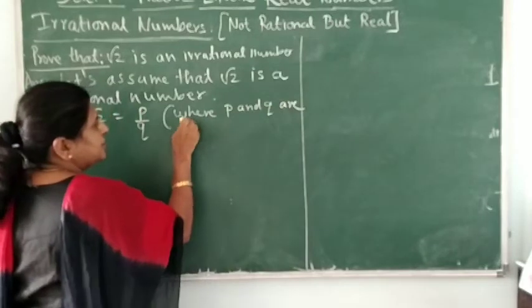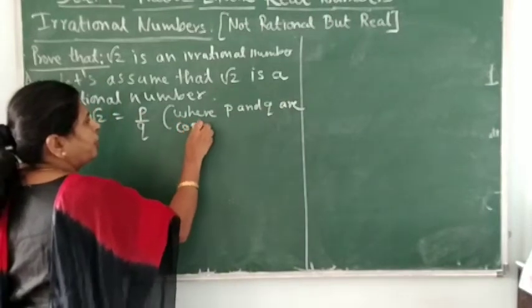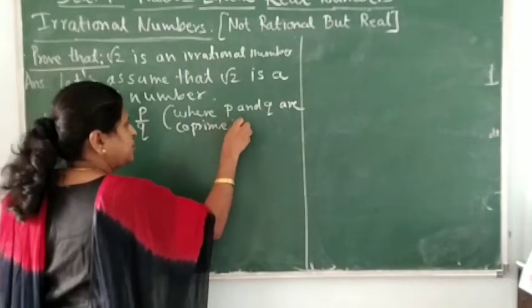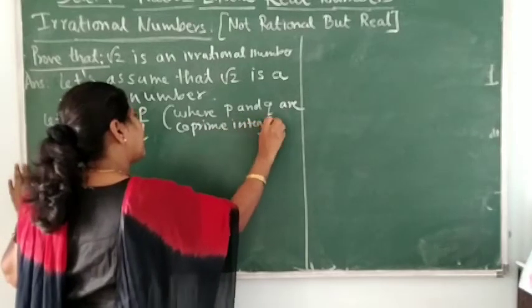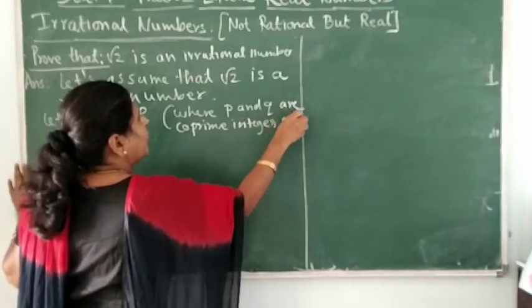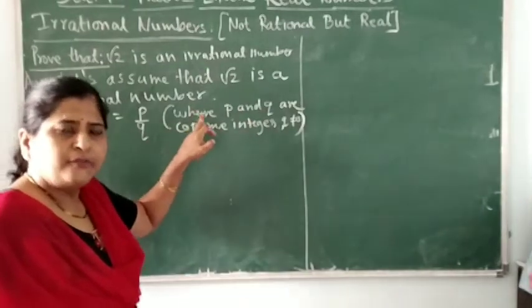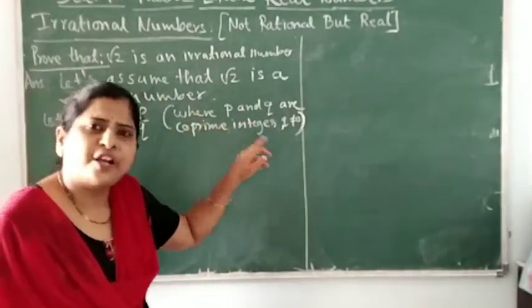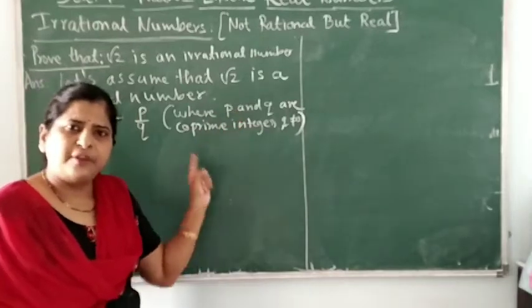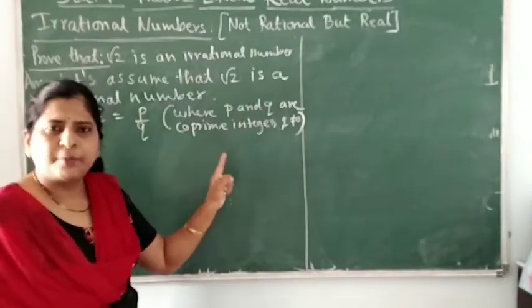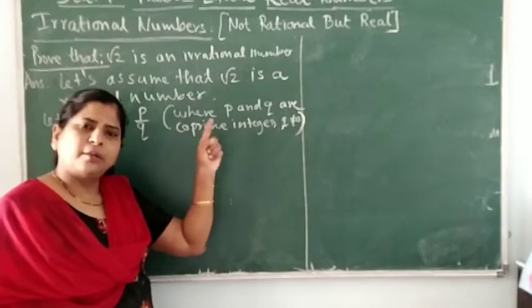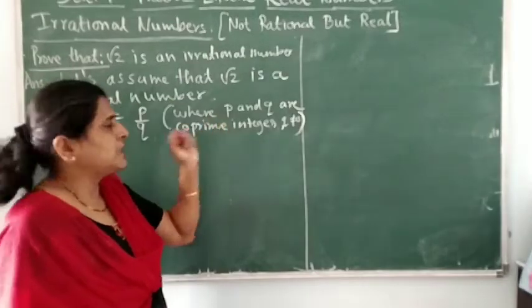co-prime integers, and q is not equal to 0. Okay, we have written this with the help of the definition of rational numbers, which we have seen in the previous video. If you have not watched that previous video, you can watch it. Its link is given in the description box.